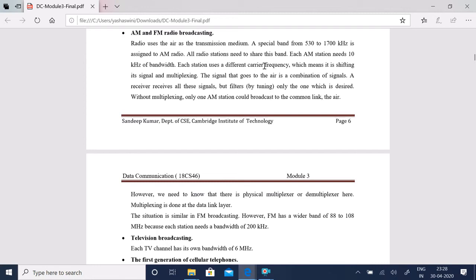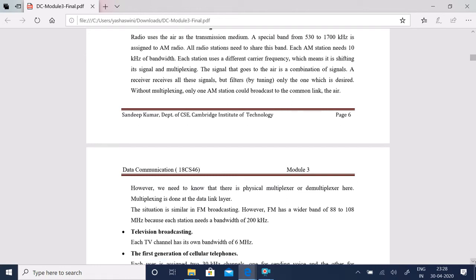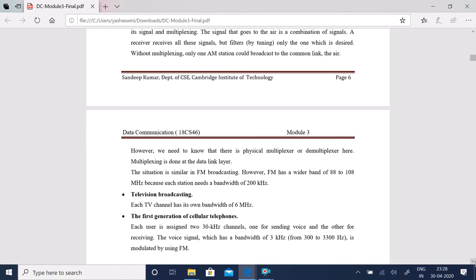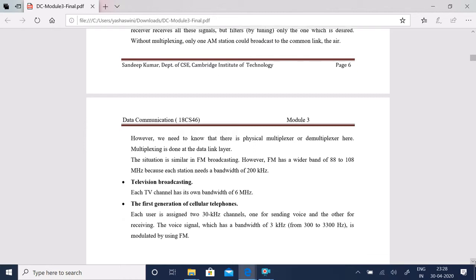But one more important thing to notice, the transmission medium here is air. So a receiver can receive all these signals, but you require filters in order to tune to that particular station as the broadcasting medium is air. However, we do not know whether the physical multiplexing and demultiplexing is done here. So it is always done at the data link layer.